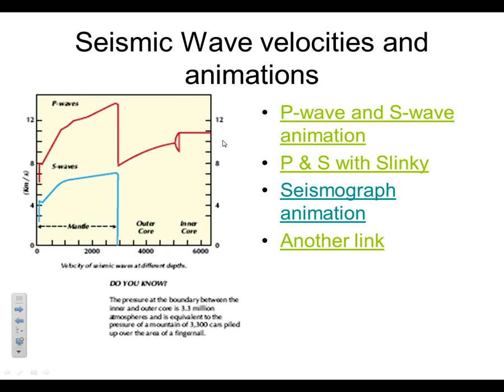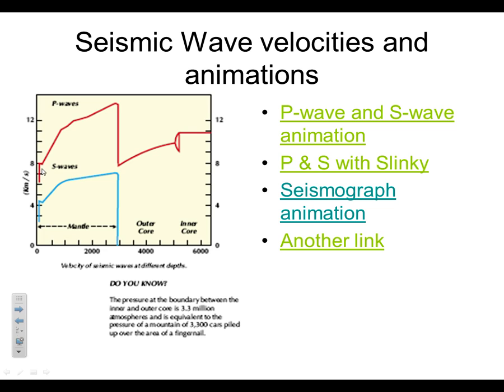Look at this little chart here. It's kind of a neat one. Take a look at it. What is it showing you? Anyone? The red are the P waves. Blue are the S waves. This is depth into the Earth, going from the surface to the inner core. On this side is speed.